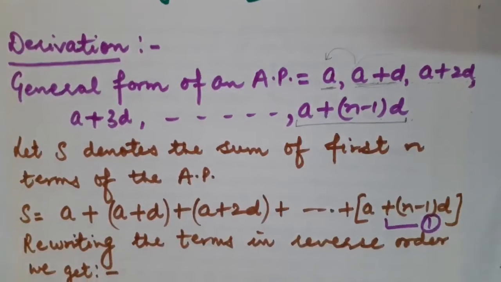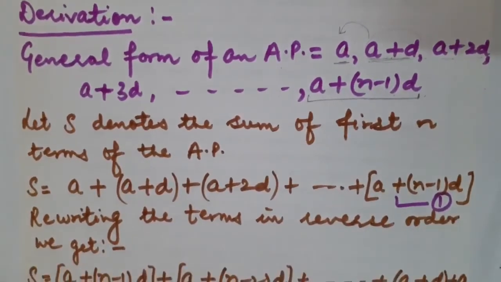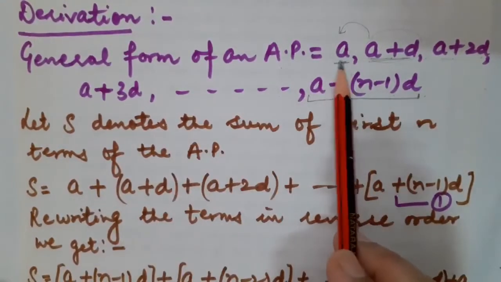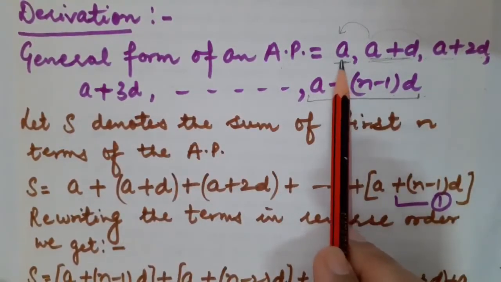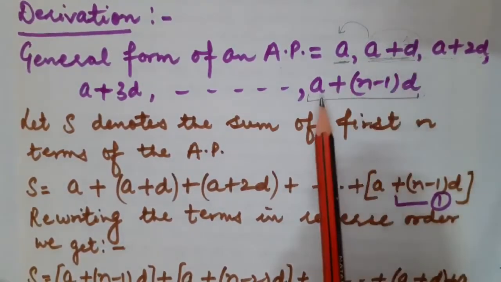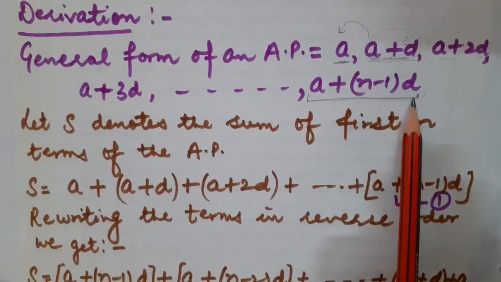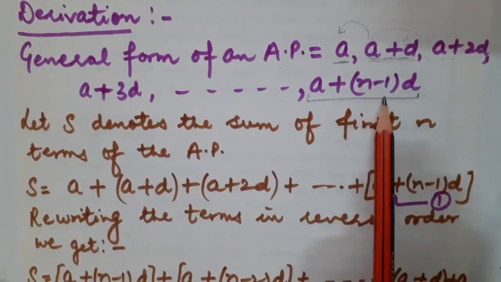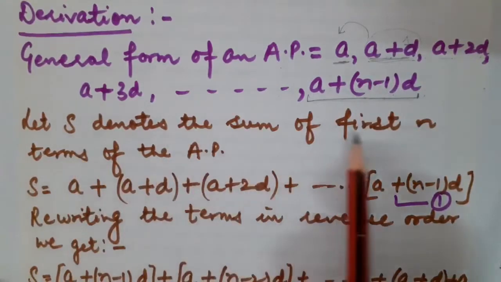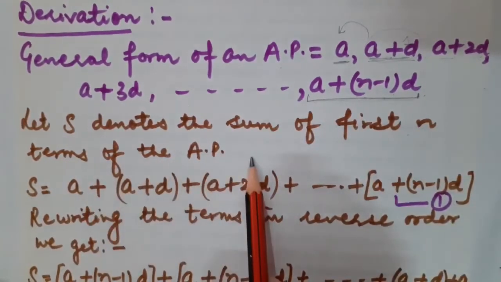Now, as we are going to calculate the sum of first n terms, see children, these are total n number of terms. This is term number 1, where the numerical coefficient of D is 0. This is term number 2, where the numerical coefficient of D is 1. And this is term number n, where the numerical coefficient of D is n minus 1. Correct, student? So let S denote the sum of first n terms of the AP.